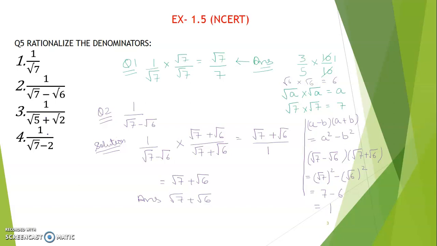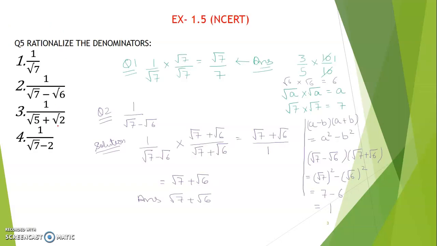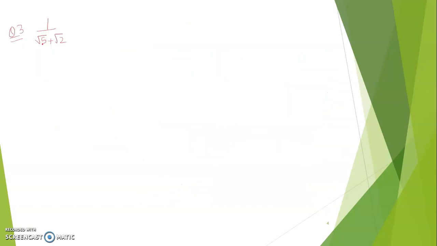Now see question number 3 for you. I hope this is clear. I'm writing here, let me change the ink. We'll solve with this red. Question number 3 is 1 upon root 5 plus root 2. Same thing, students. How will you solve this? The same procedure: multiply and divide by the denominator with change of sign.